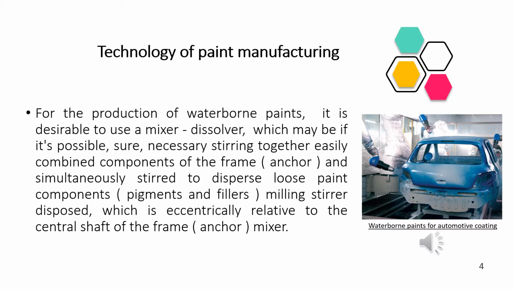So for the production of waterborne paint, we use the mixture dissolver, and this mixture dissolver is suitable for the production of waterborne paint. In the production of waterborne paints, we stir together the combined components of the frame, anchor, and stir them so that they disperse the loose paint components, that are filler and pigments.